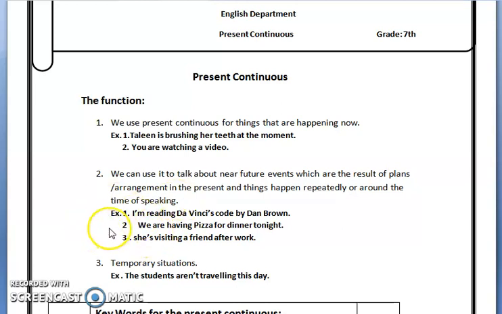Let's check the examples. I am reading Da Vinci Code by Dan Brown. Da Vinci Code, as you all know, is a very famous book. So I am reading Da Vinci Code by Dan Brown. I didn't give you an indicator like at the moment or right now. I am saying that I am reading Da Vinci Code by Dan Brown. So I am not just reading it at the moment, I am reading it these days, this month, as I told you before. So this is a continuous thing happening at the present time. I am reading it. I didn't finish it yet.